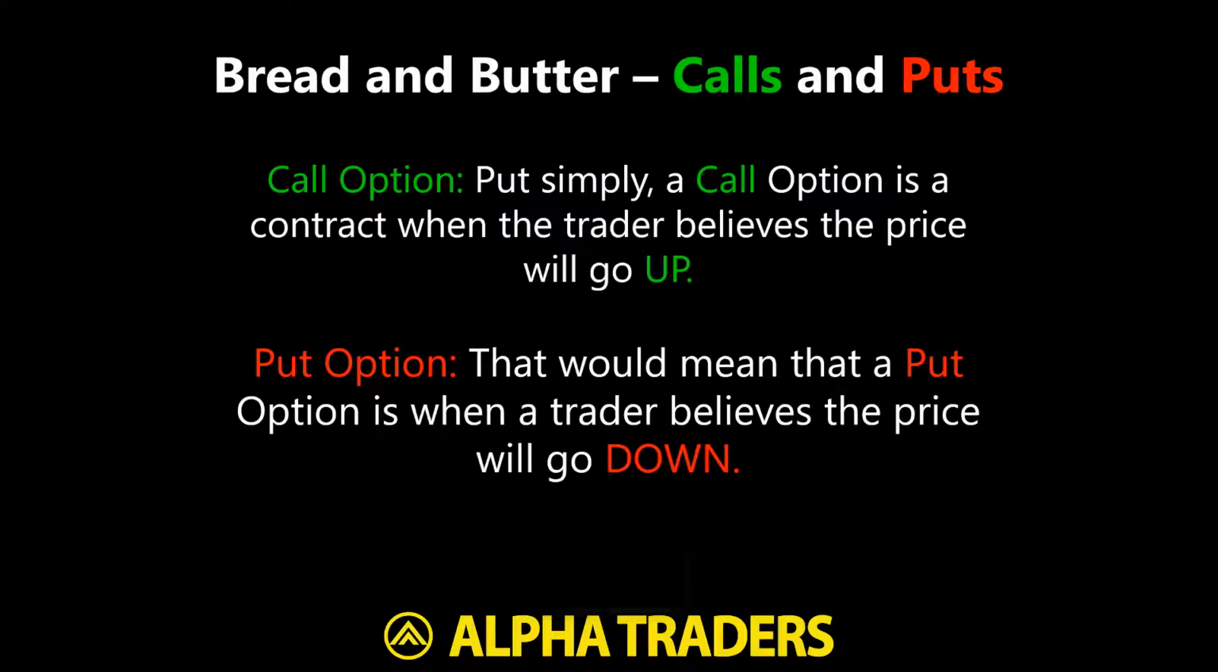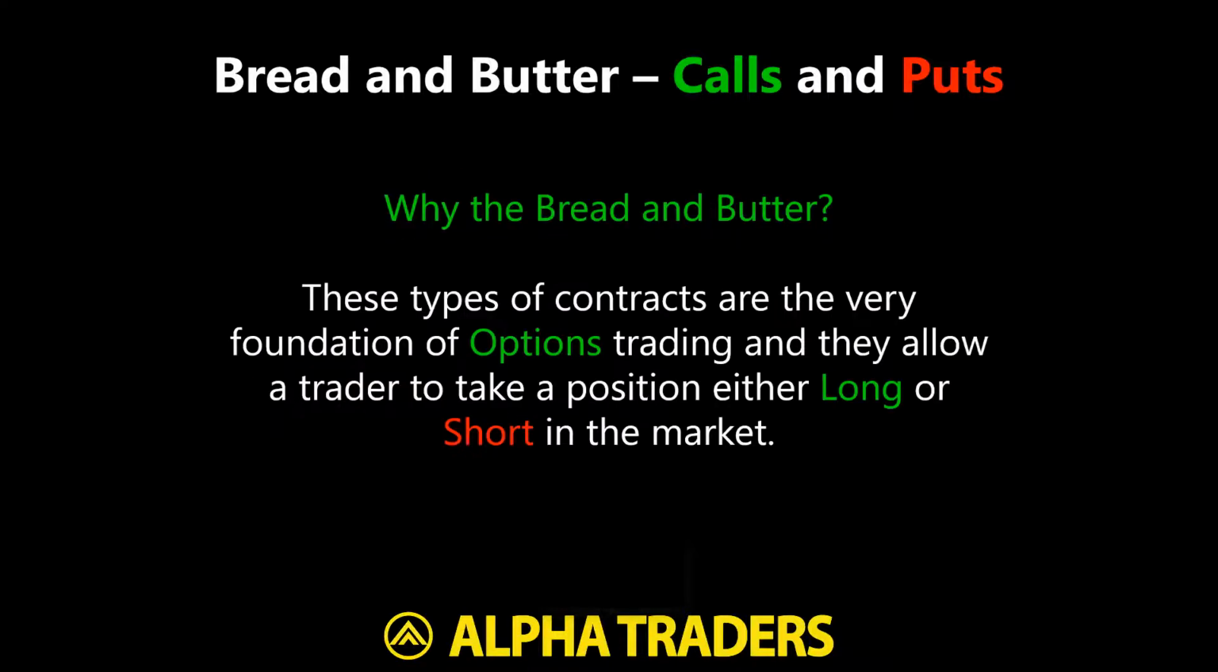So to keep it super easy, a call essentially is a contract where the trader believes that the price will go up or the direction will go north. And a put option is meant for people or traders who believe that the price will go down.